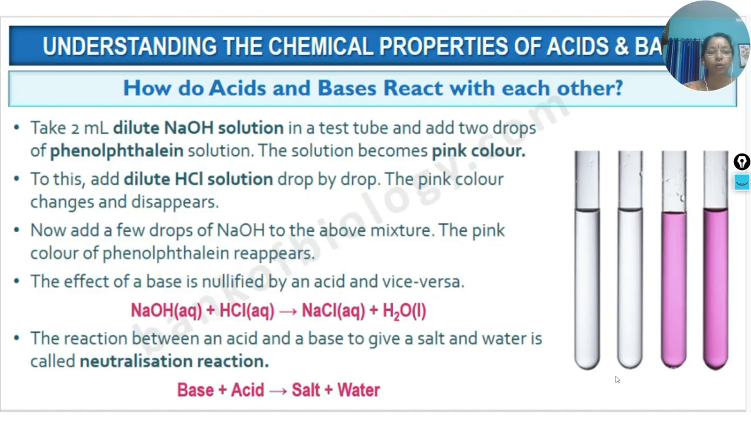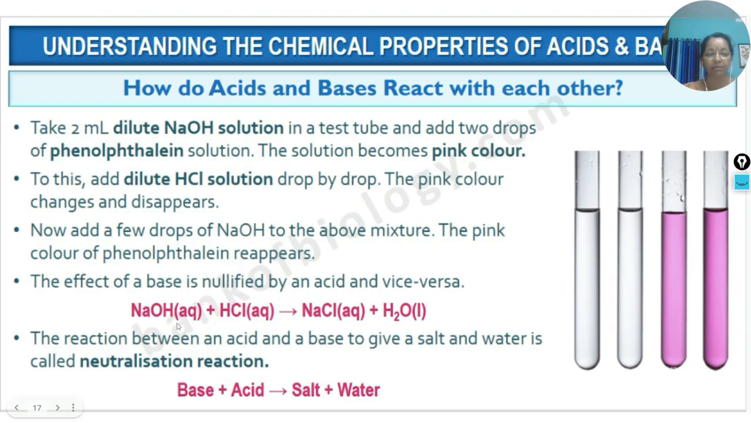Okay, now how do acids and bases react to each other? Example given here, NaOH, HCl. So what happens? Salt and water. And this reaction is called a neutralization reaction. You know why? Because sodium hydroxide, which is basic in nature, and HCl, which is acidic in nature, both lose their property and become a neutral salt and water. So the reaction is called a neutralization reaction.